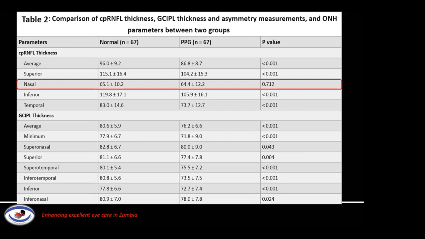Yeah. So if you see that more clearly, the superonasal and the superior, 82 and 80, are not much significant. Similarly, superior is 81 and 77. If you see the p-value, it's 0.04. That is not significant. But if you look at the inferior values, inferotemporal and the inferior, the normal group had 80 micron thickness, whereas the pre-perimetric glaucoma group had 71.